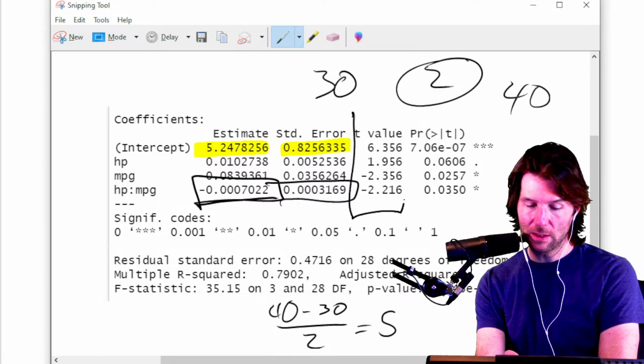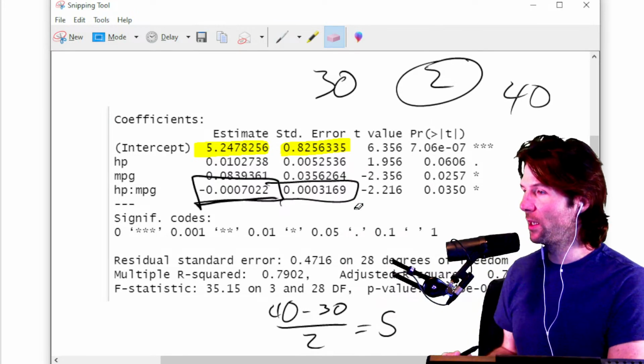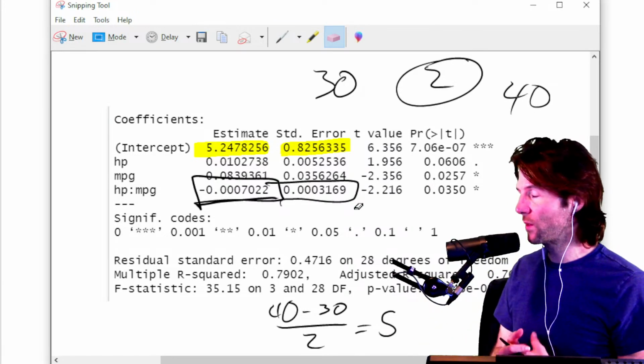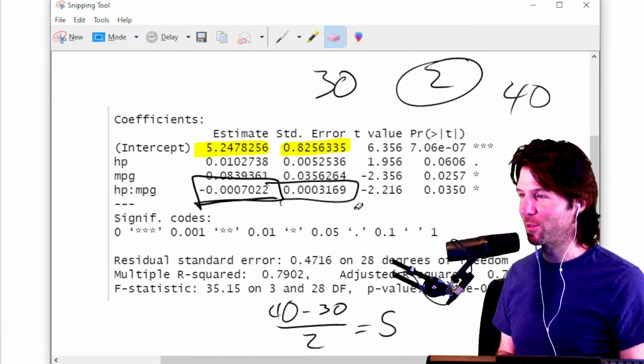So the t-statistic is a standardized way of looking at everything, and then the p-value is the probability of the result you saw, or results more extreme, happening by random chance, given that the null is true.